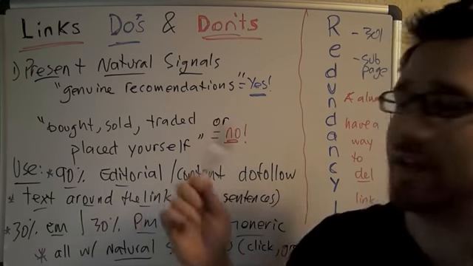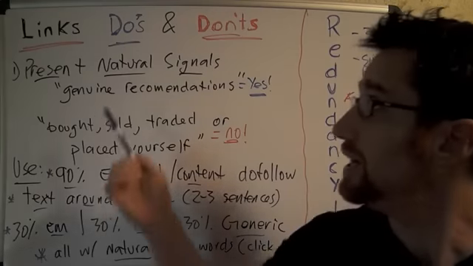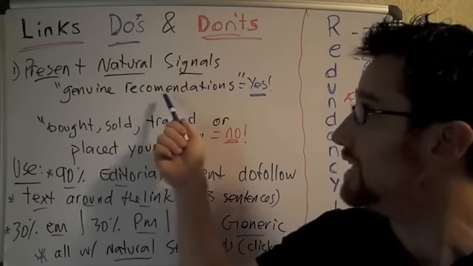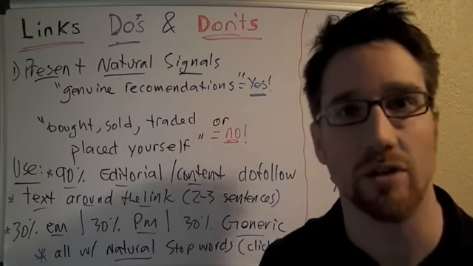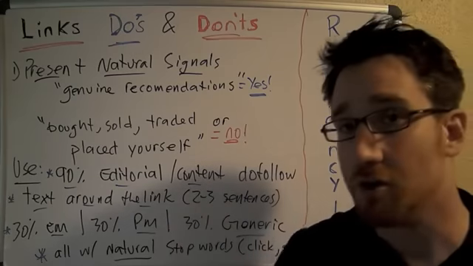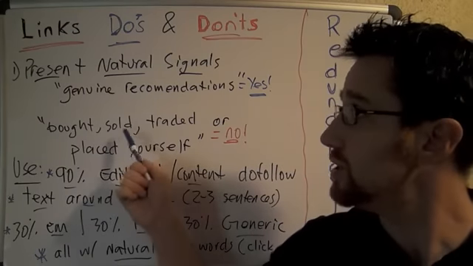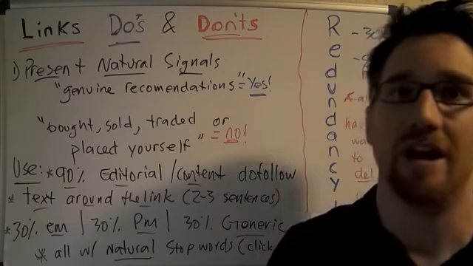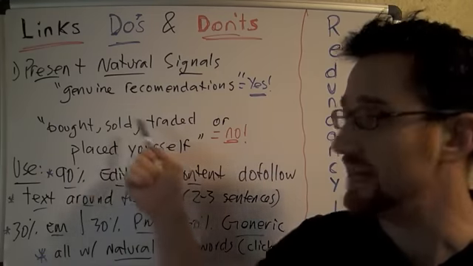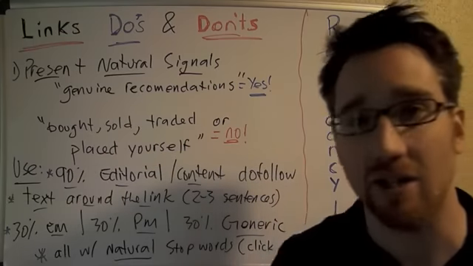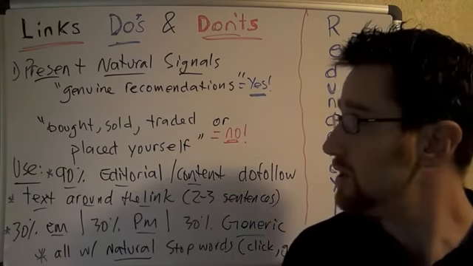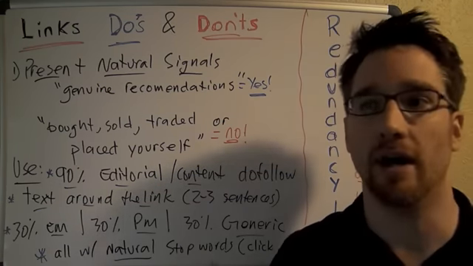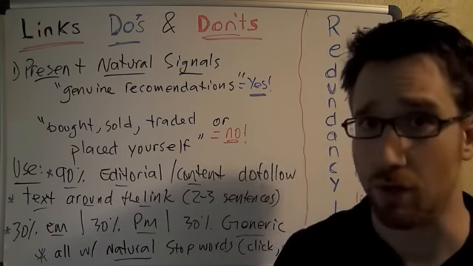He recently said that they have linking algorithms that look for genuine recommendations. So they specifically have algorithms looking for genuine recommendations. So that's what you want every single link to look like. And they also have algorithms that look for links that are bought, sold, traded, or placed yourself. Looking like this in any way, shape, or form is exactly what you want to avoid. So what can we extract from that, including all the other experiments and research we've seen so far?